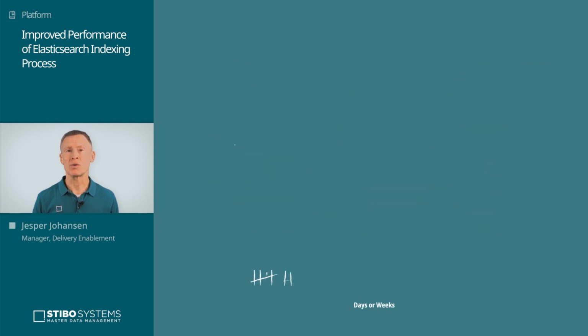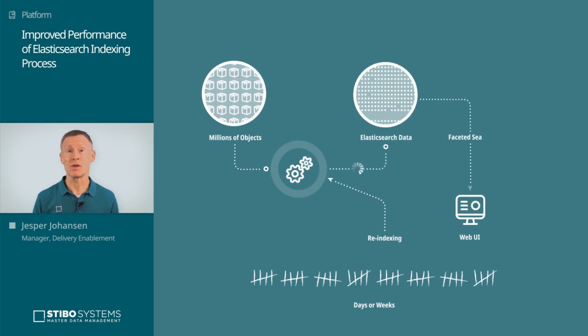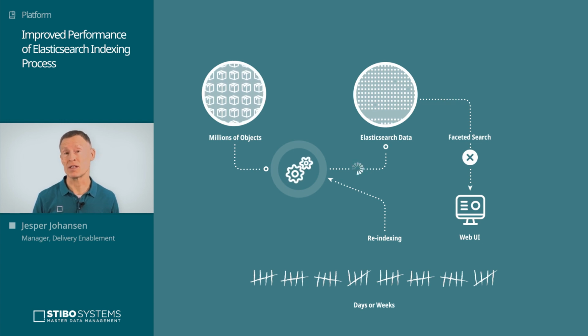It can take days or even weeks to index many millions of objects, obstructing the use of Elasticsearch, and thereby obstructing the optimal use of STEP, which can hurt the business as users are denied the use of the faceted search.